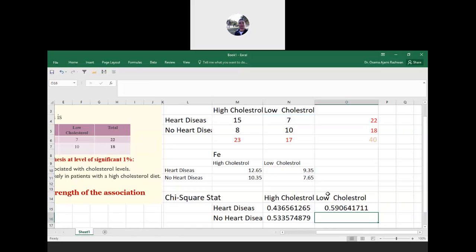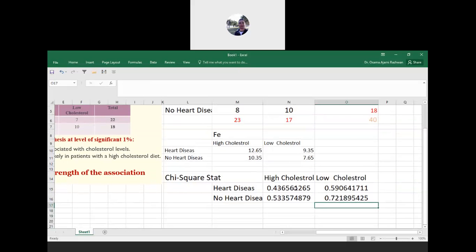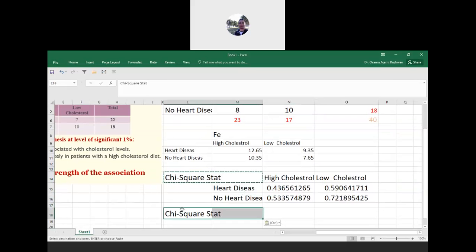The last one, equal, open bracket. This is the last cell, FO minus FE. This one, low cholesterol with no heart disease, which is exactly this one. Okay, square it, divided by FE. Yes, this is the chi-square stat for each cell. But the total chi-square, this is the one I'm looking for, right?